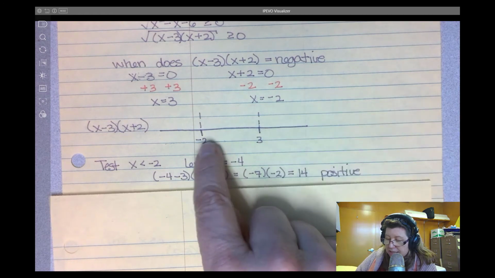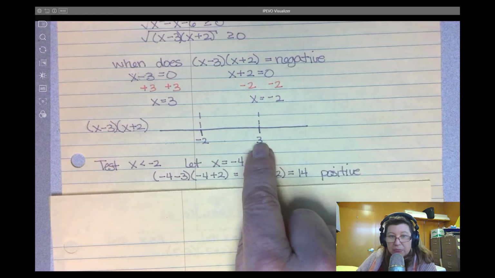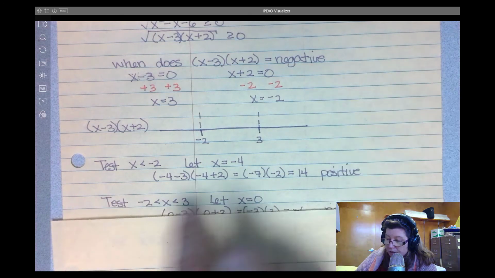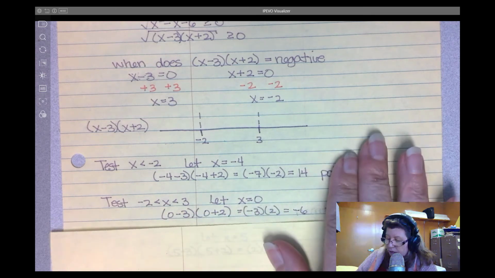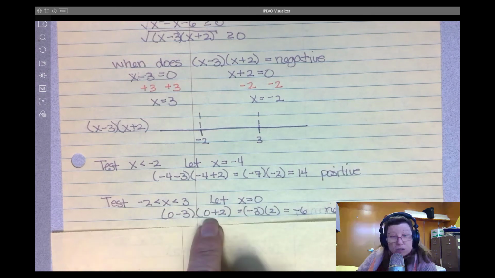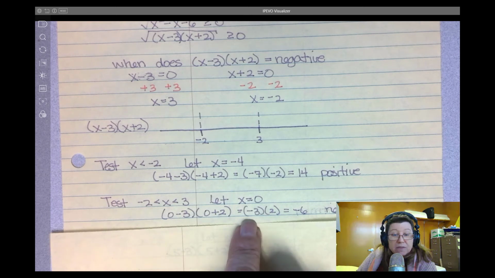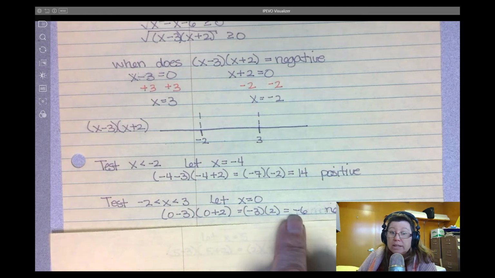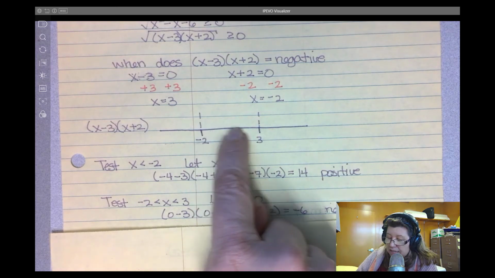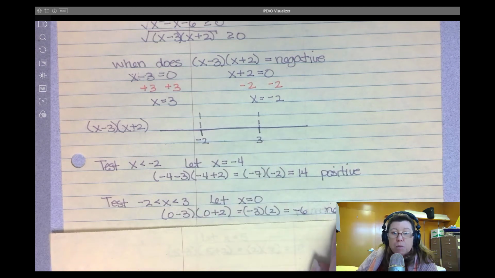Next region that I want to test is in between -2 and 3. The value that's fun to use is 0. It's easy math, so I like 0. 0 minus 3 times 0 plus 2. 0 minus 3 is -3. 0 plus 2 is 2, and therefore -3 times 2 is -6. More importantly, I'm only worried about the sign. The sign is negative, and if I had chosen any value in this region, it would come out negative. Try another one; it will work.